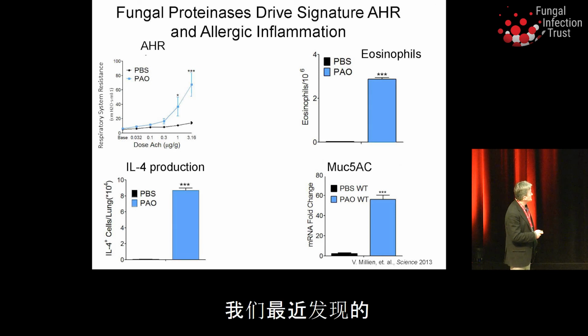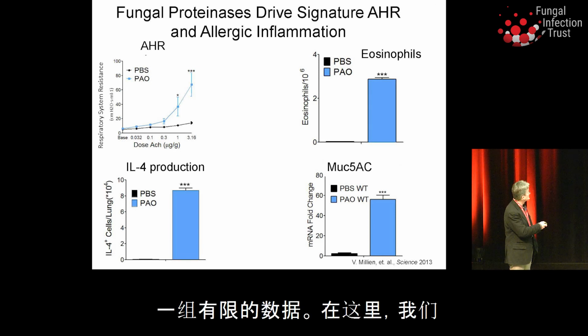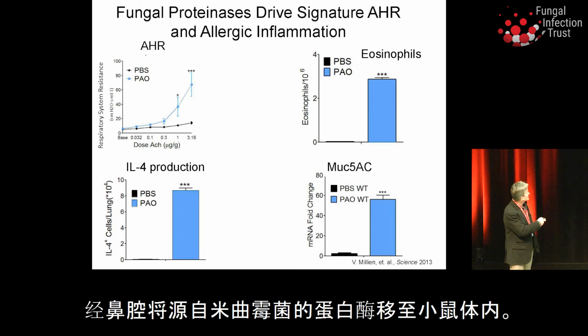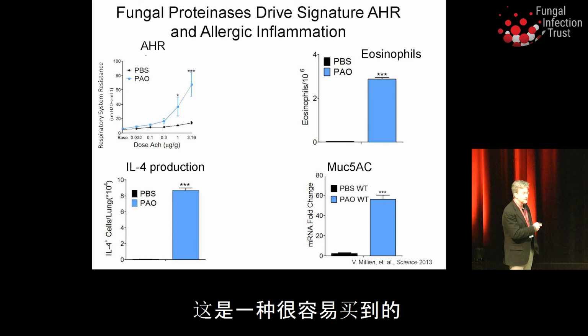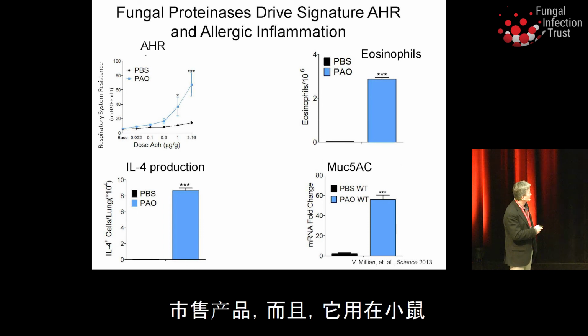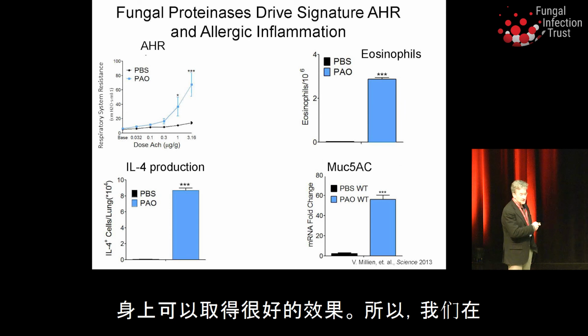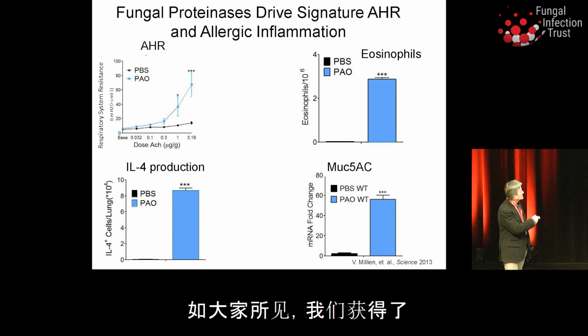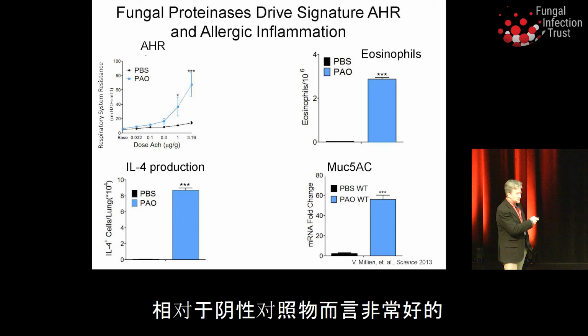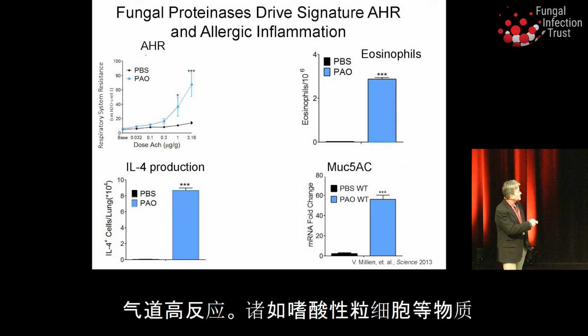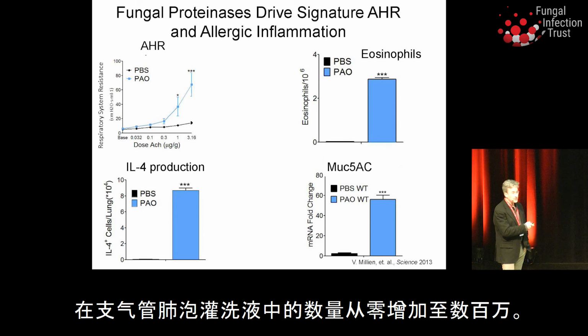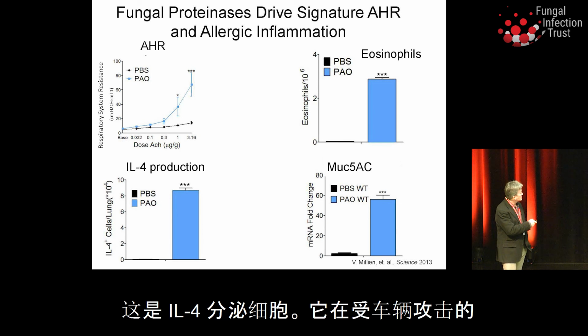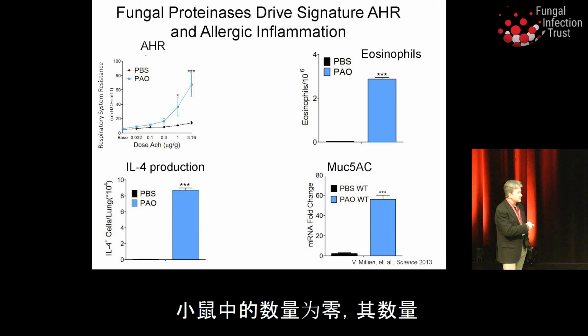So this is just a limited set of data we've developed more recently. Here we're giving to mice intranasally the protease derived from Aspergillus oryzae. This is a commercially available product that's very easy to get and works very, very well in mice. So we're giving about 7 micrograms of this protease every other day for a couple of weeks, and we get very nice airway hyperactivity relative to our negative control, as you can see. Things like eosinophils go from 0 to several million in bronchoalveolar lavage. Here's IL-4 producing cells. There's 0 in vehicle-challenged mice, and these go up to several tens of thousands.